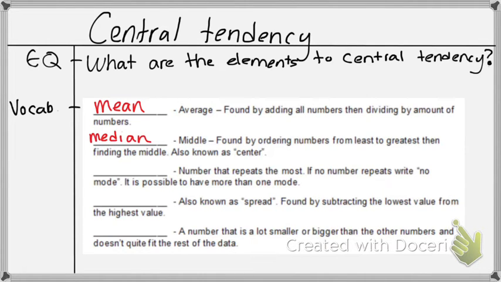The next one is the number that repeats the most. If no number repeats, write no mode. It is possible to have more than one mode, so obviously the next one will be mode. The next one is also known as spread, found by subtracting the lowest value from the highest value, and so this will be range. And the last one is a number that is a lot smaller or bigger than the other numbers and doesn't quite fit in the rest of the data. This one's going to be an outlier.